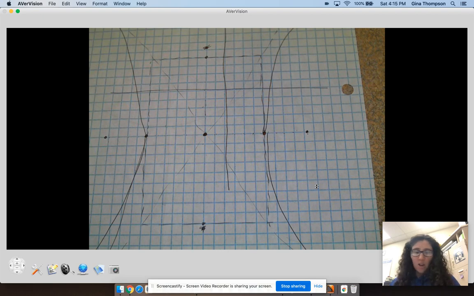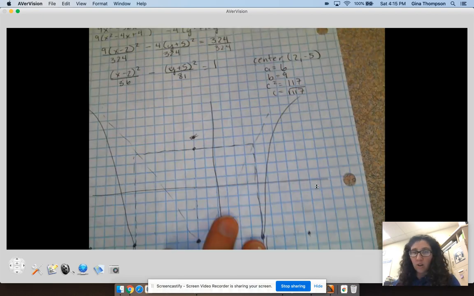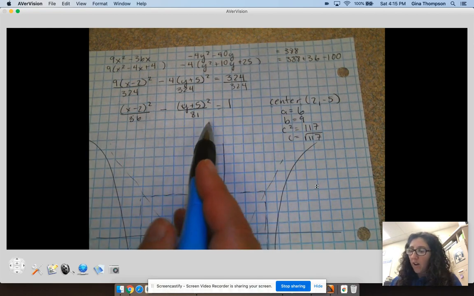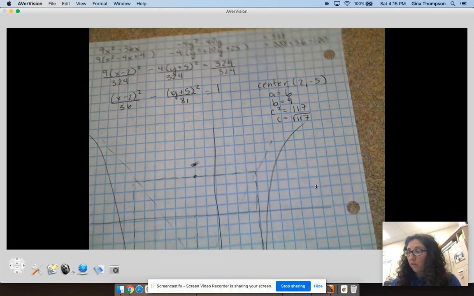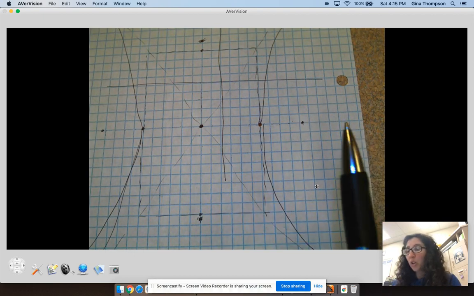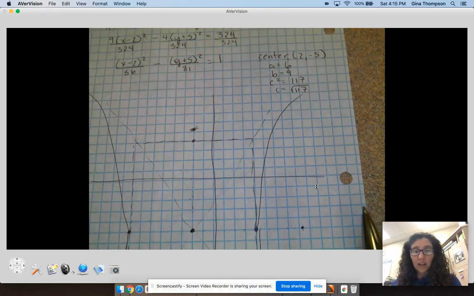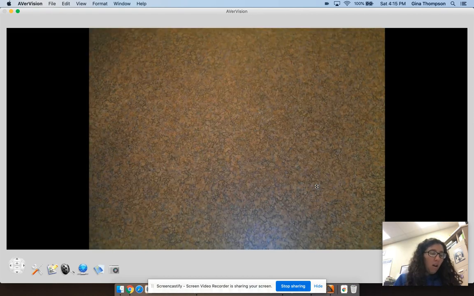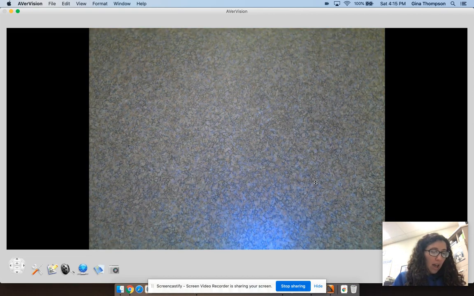Cool? All right, they don't get any harder than this. This was as bad as it gets. We had to complete the square, find our equation, and then from our equation, we made a graph. Are you impressed that a little while ago you had no idea about any of this, and now here you are drawing hyperbolas? Amazing.